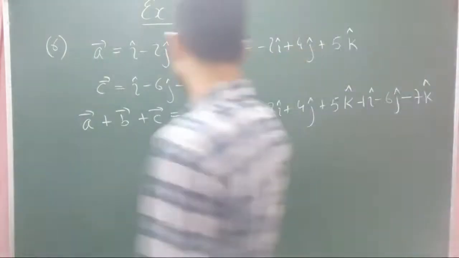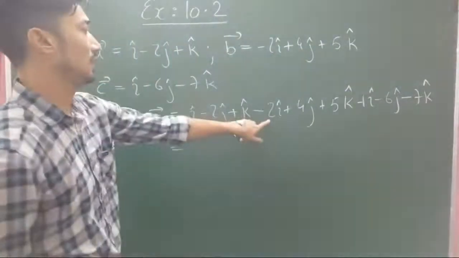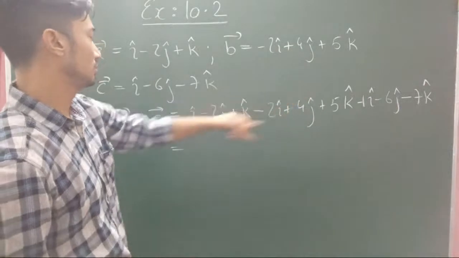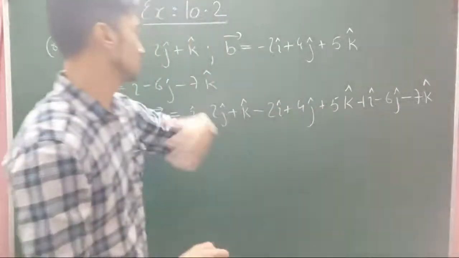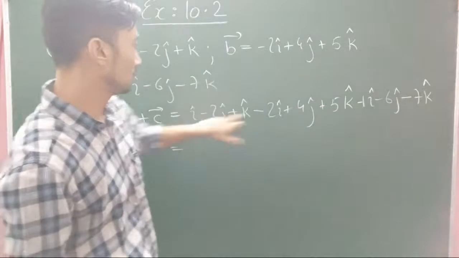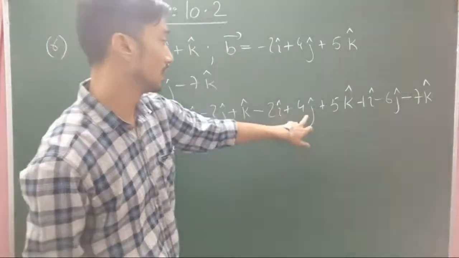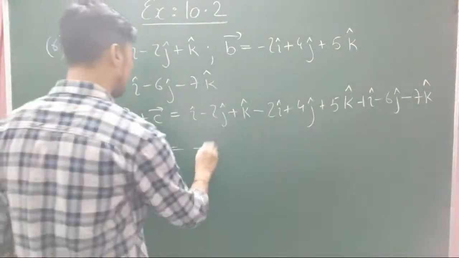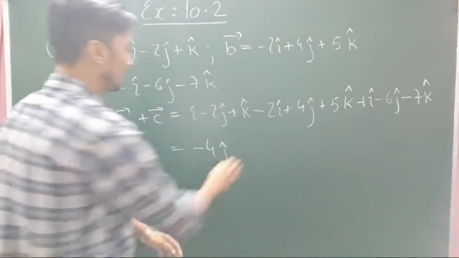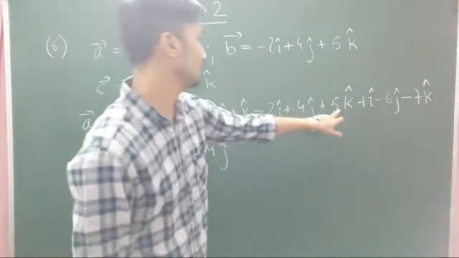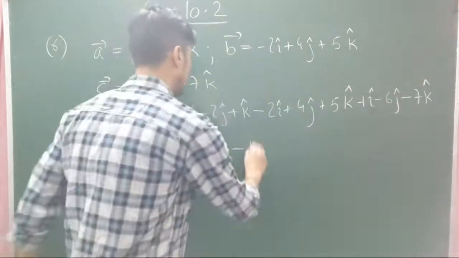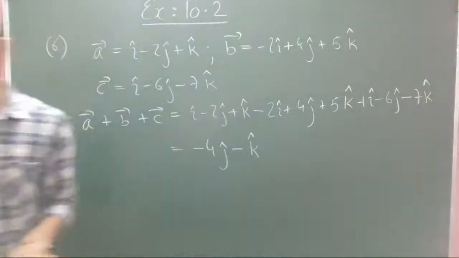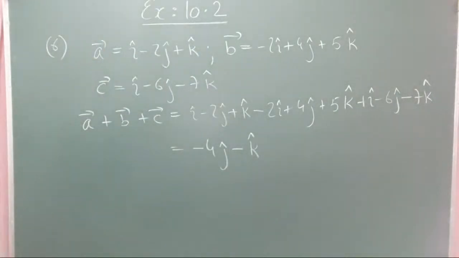So let's add them up. i plus i plus i, 2 minus 2, finish. j: 2j plus 2j minus 4j minus 6j, so it's minus 4 vector j. And k: 1 plus 5 minus 7, minus k. Simple addition rule. Minus 4j minus k vector.